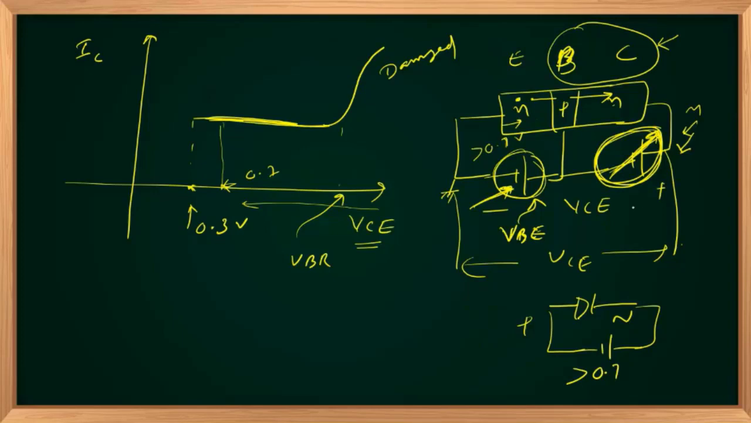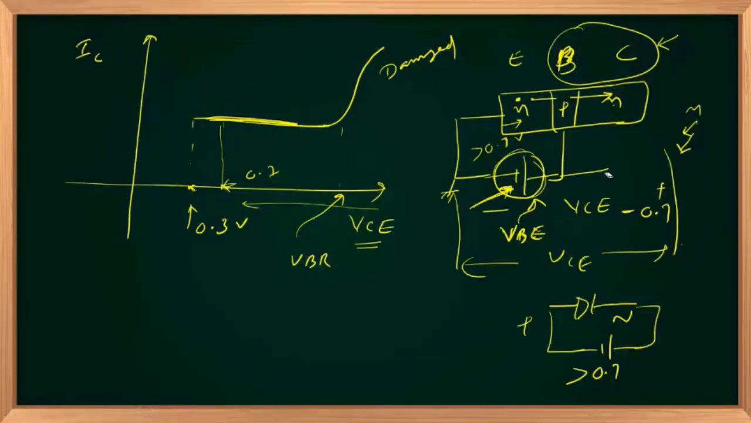And if this is minus 0.7, the base collector junction potential is minus 0.7, forward biased, positive to negative 0.7, that implies minus 0.7 with the other polarity. Then we'll have a VCE of 0.